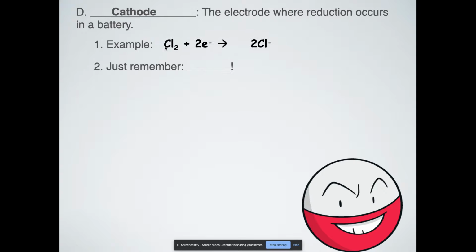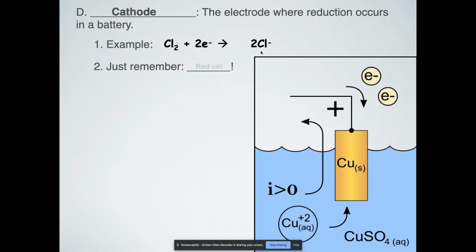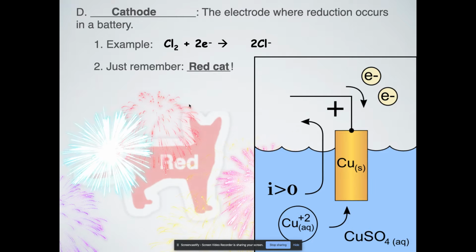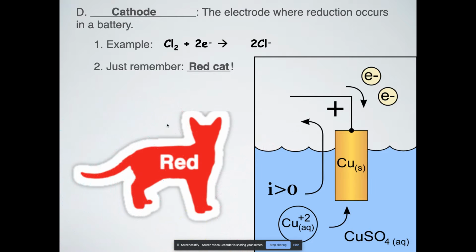And so again, we have our chlorine gas turning into chloride ions. So the way to remember that is a red cat. So we have an ox and we have a red cat. At the cathode, reduction occurs. And so right here we have copper, which would be on the opposite side. So picture these wires were connected. We have our zinc on this side, we have our copper on this side.